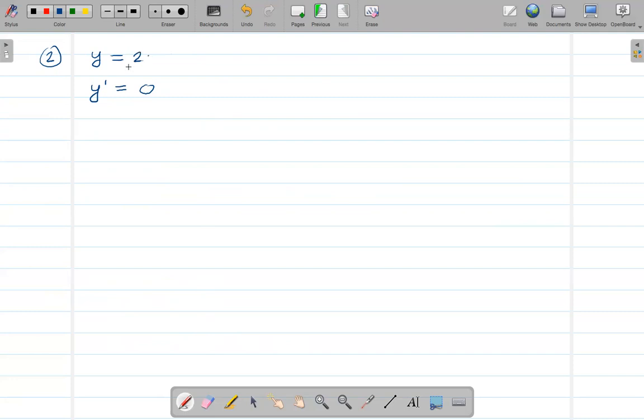There could be any number, it doesn't matter, as long as there is a constant. The constant means just a number, right? So as long as we have a constant, when you take the derivative of a constant, it's always 0.